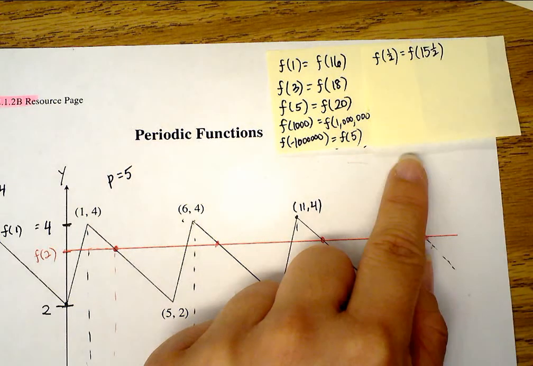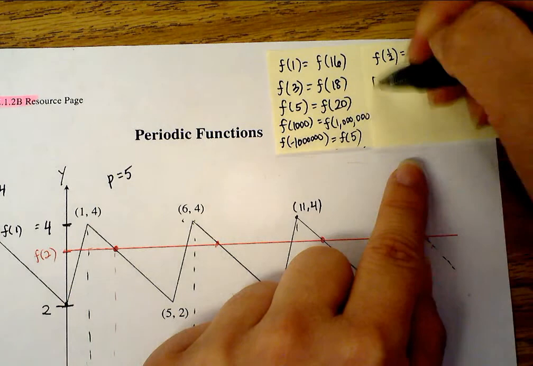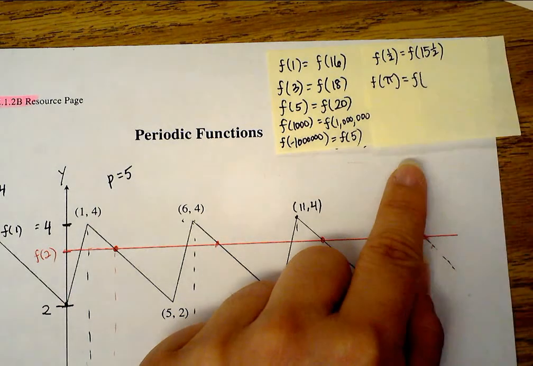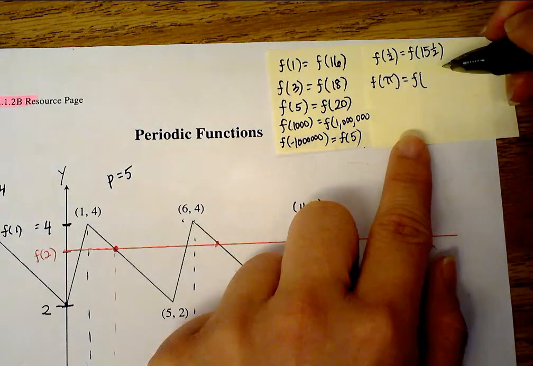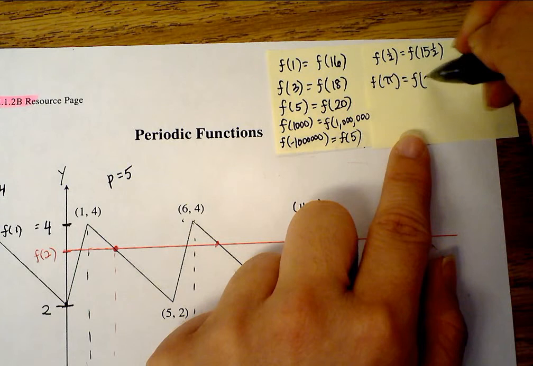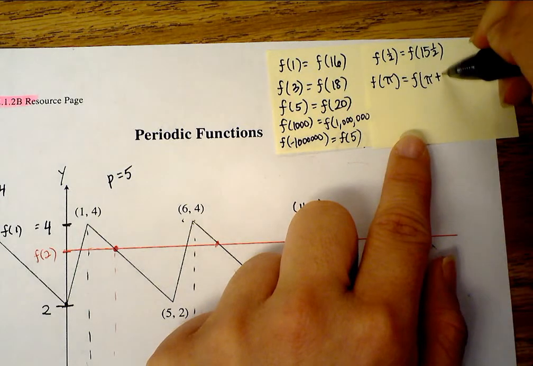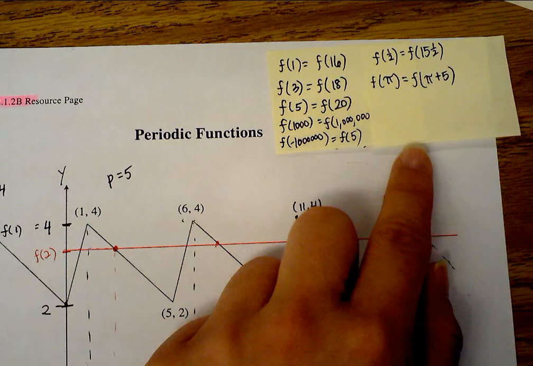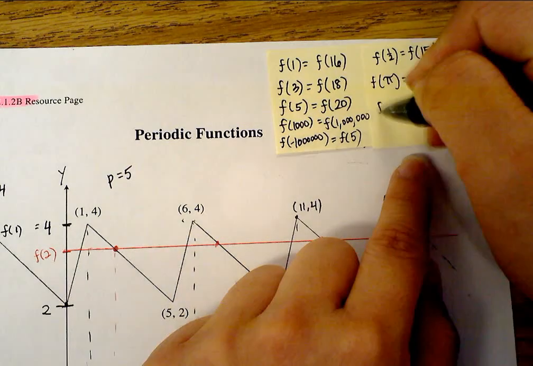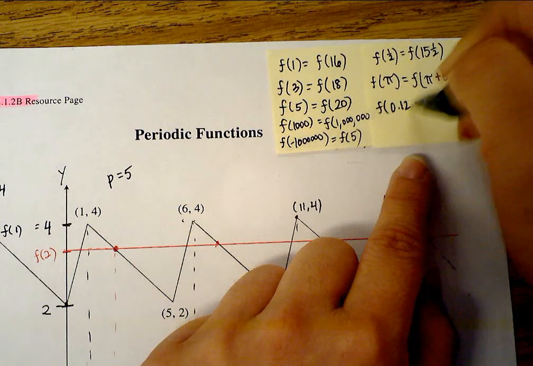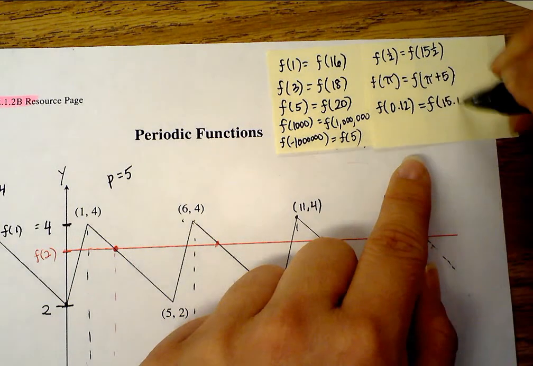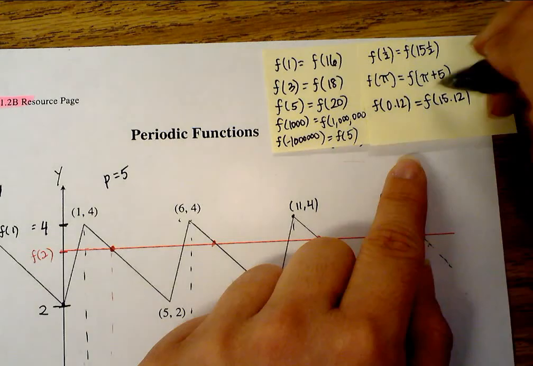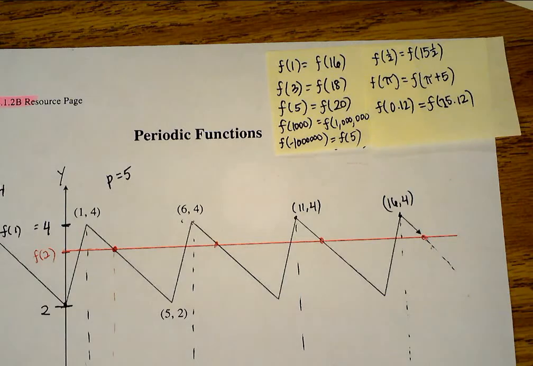Can you do f of pi? Is equal to what? Pi times 5? Not 5 times pi. Pi plus 5. What else? 0.12 should equal f of what? Or why not 15.12, right? Or 25.12, right? You guys get the point? Okay, good. All right, so last question.